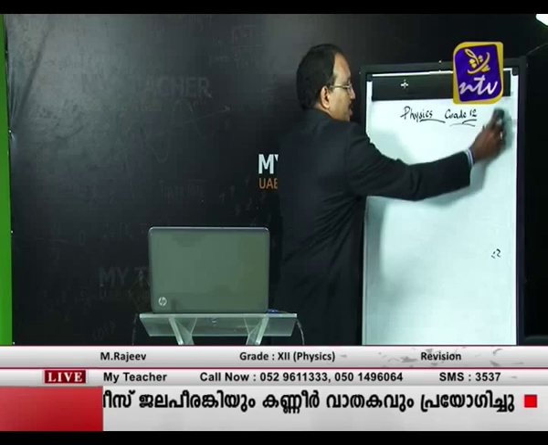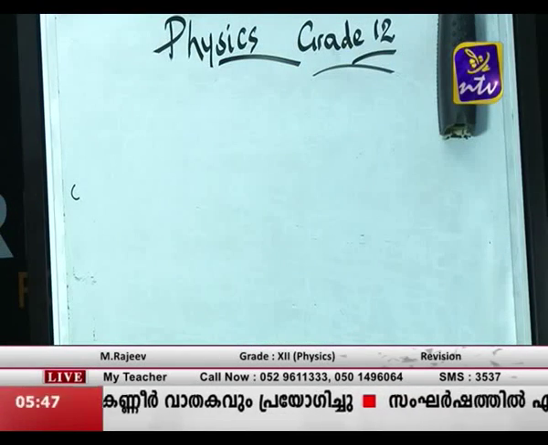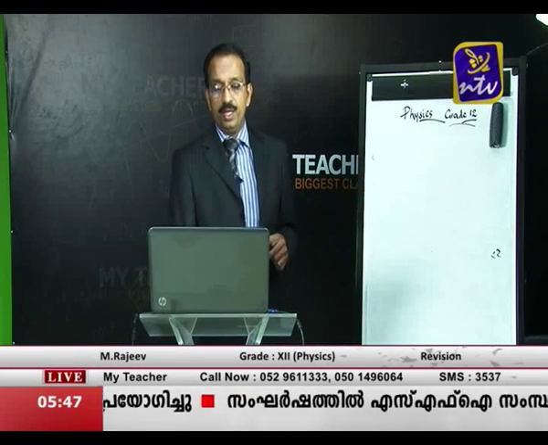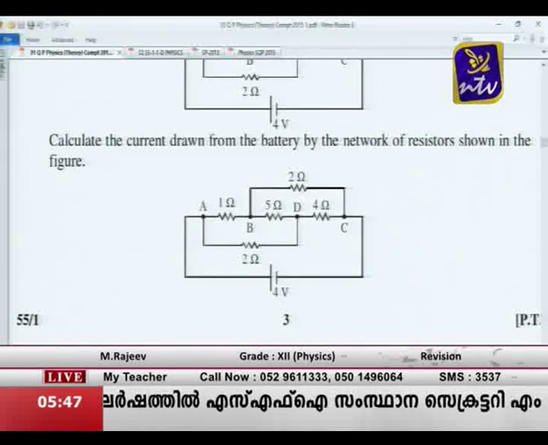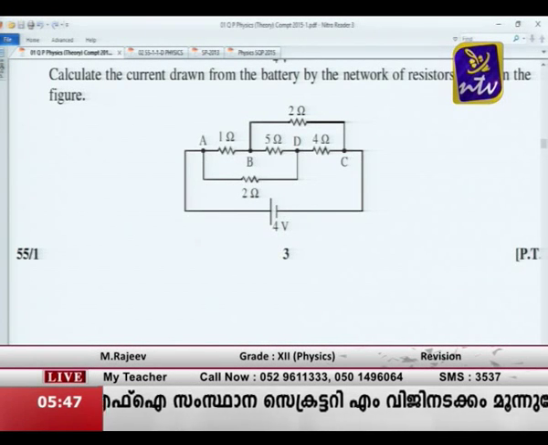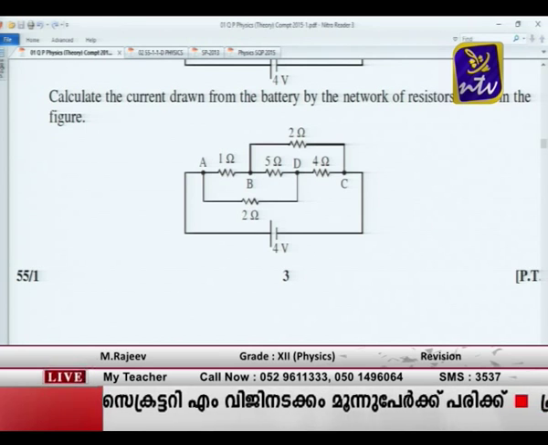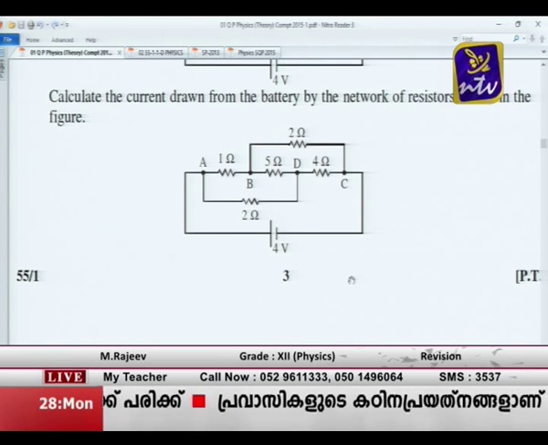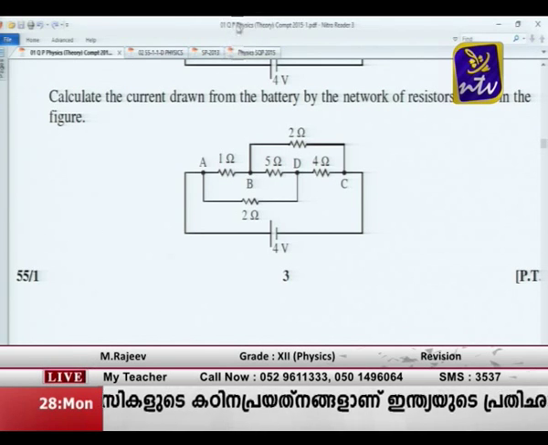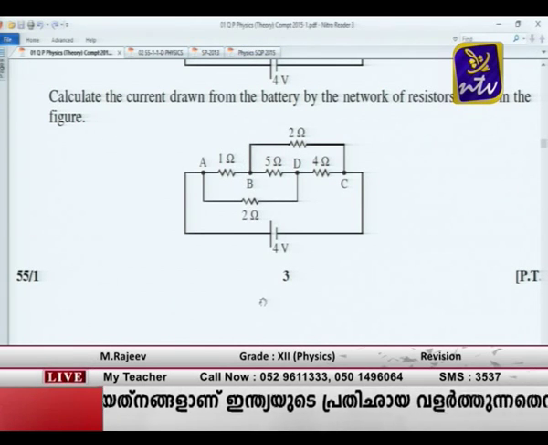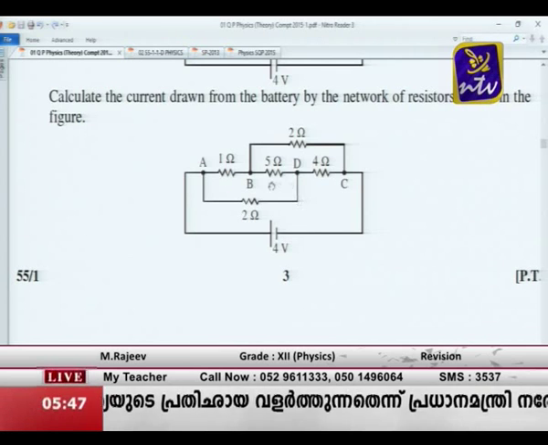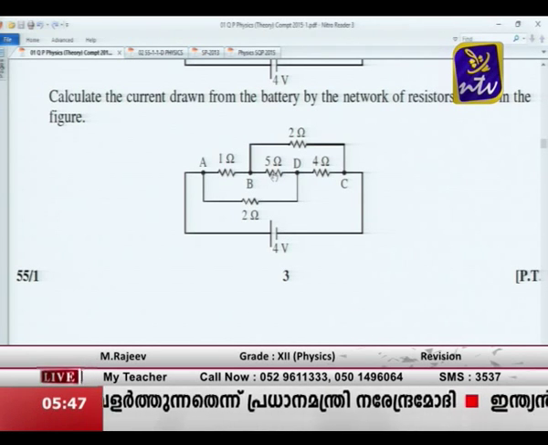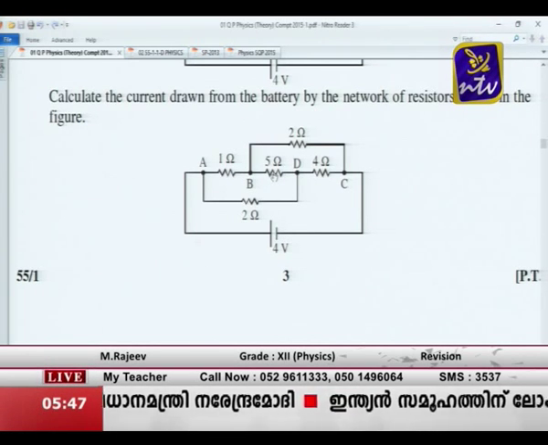Now look at another question. See the next question on the screen. I hope some of you might have done this question already. The question is, calculate current drawn from the battery by the network. I hope all of you are seeing this diagram. So, you look at this resistance, which one, that 5 ohm.